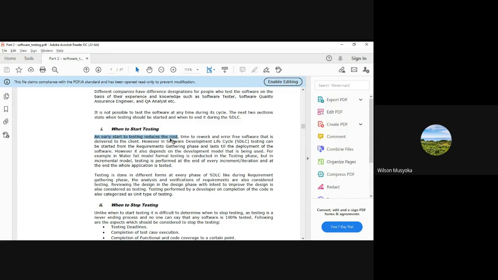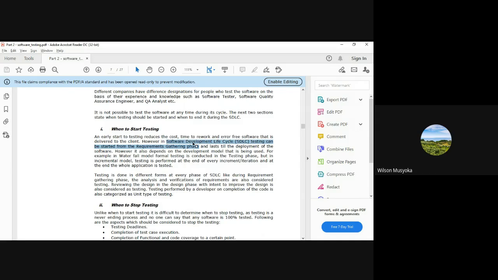So in order to reduce the costs and the time to rework and correct errors, we need to start the software testing as early as possible. And that is where we are talking about the software development lifecycle. Testing normally begins when we are gathering requirements. That is when we start checking whether we have gotten the right requirements.